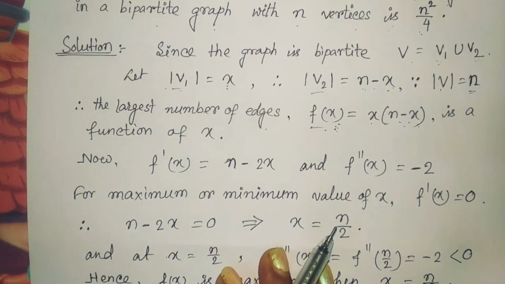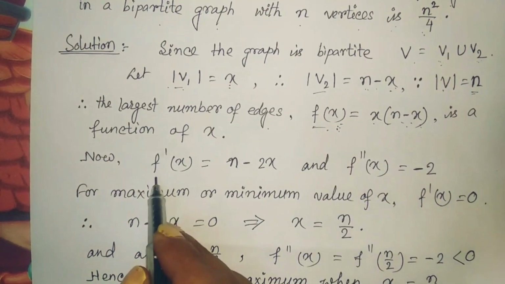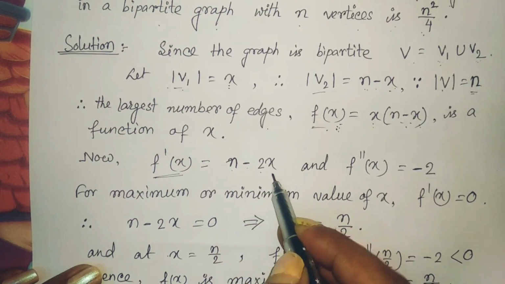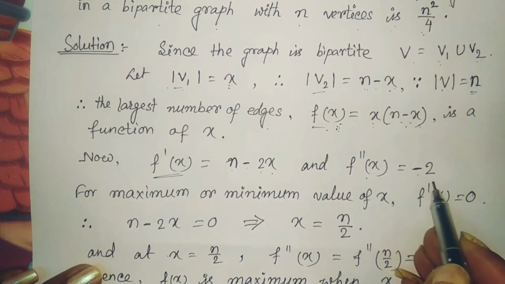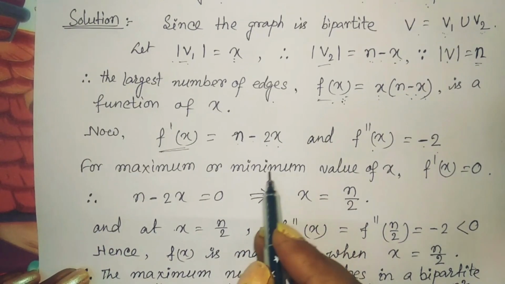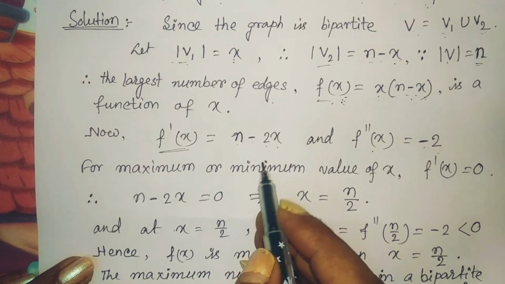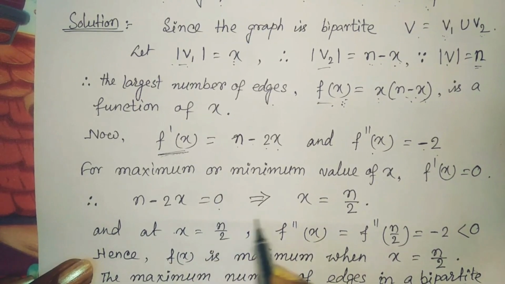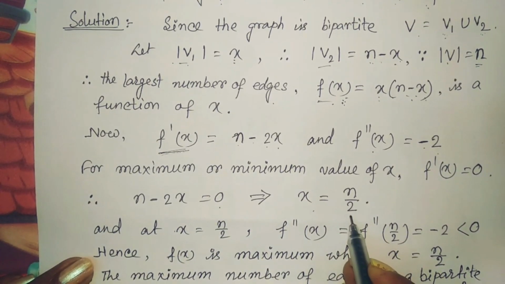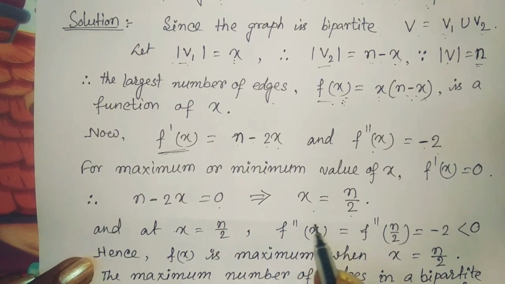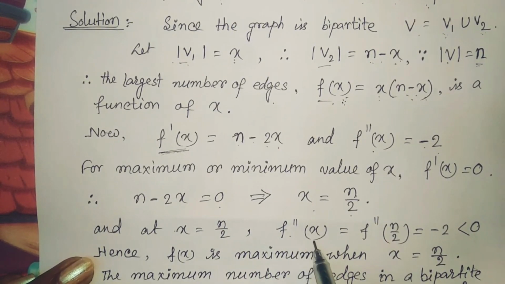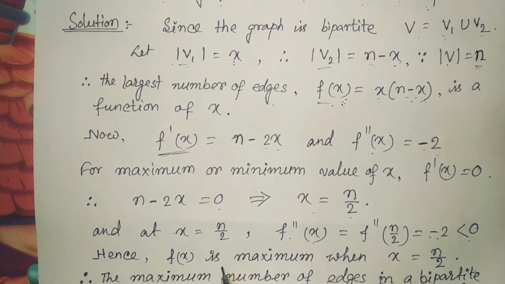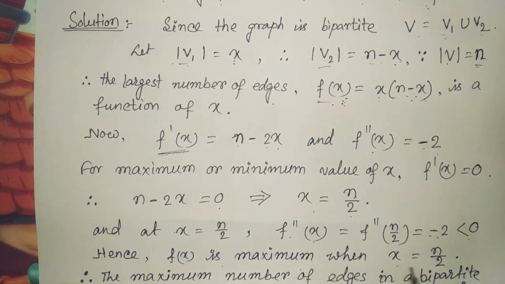So for that, we take the first derivative of this function. This one is a function of x. Its first derivative is n minus 2x and its second order derivative is minus 2. Now for the maximum or minimum value, we should equate this to 0. After equating this to 0, we find the x value is n by 2. Now at this point, the second order derivative is minus 2, which is less than 0. Hence we can say f(x) is maximum when x is n by 2.